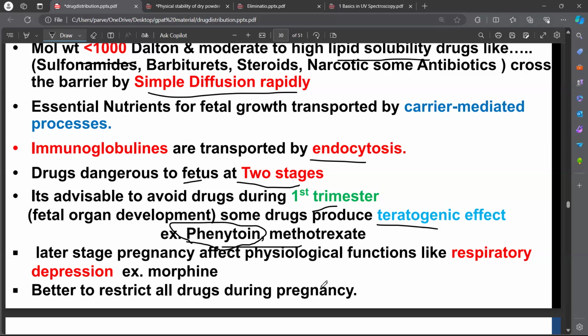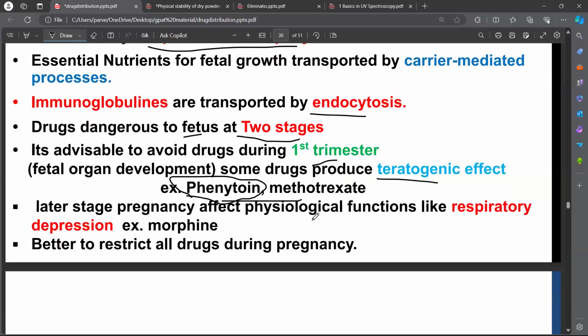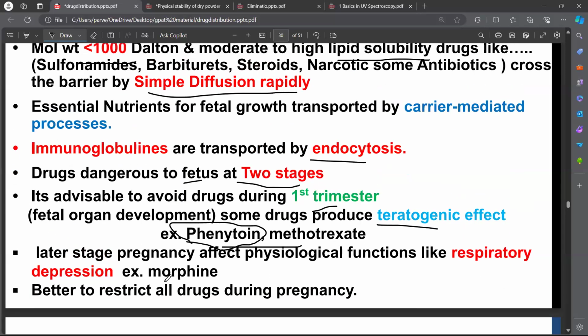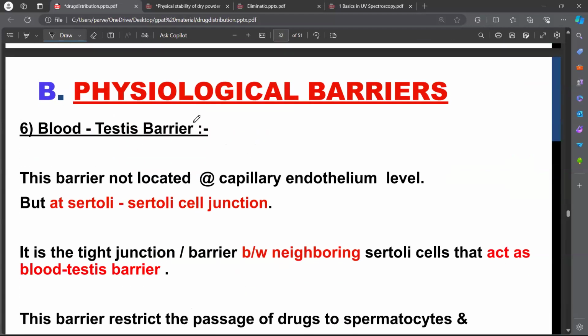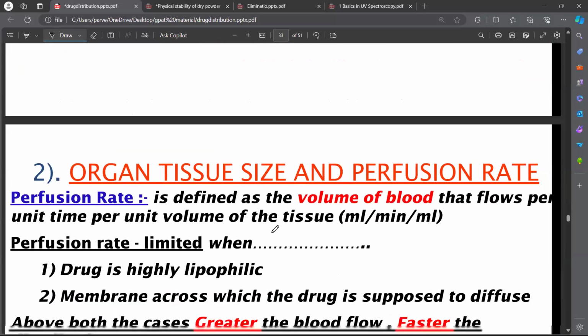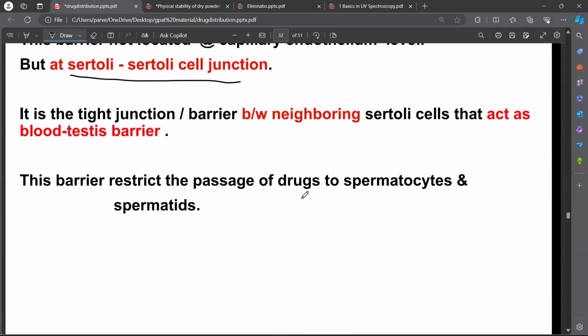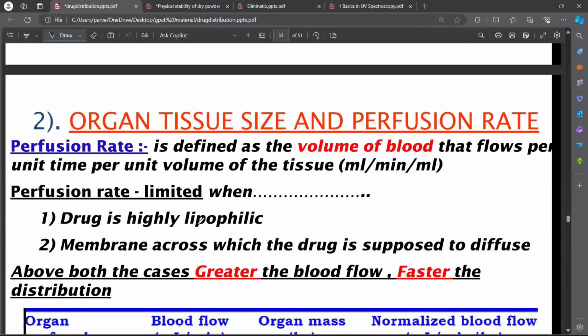So these different types of syndromes are very important, guys. Every year, approximately 2 to 3 or 3 to 4 questions in pharmacology are asked about these syndromes. Some drugs affect respiratory function, like morphine causes respiratory depression, etc. Next is the blood-testis barrier, which is nothing but the Sertoli-Sertoli cell junction barrier. Basically, this barrier restricts the passage of drugs to the spermatocytes and spermatids, which could otherwise destroy the spermatogenesis process.